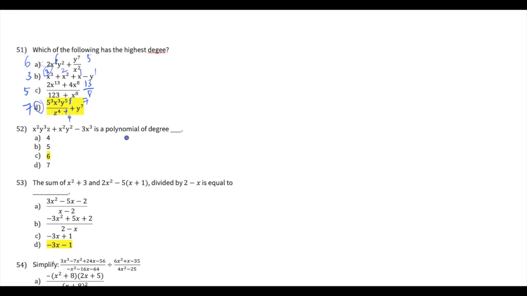This one is a polynomial of degree. Isayin natin yung terms. Here we have 2 plus 3 plus 1, that's equal to 6. 2 plus 2, that's equal to 4. Ito, 3. So, ang degree niya is 6.